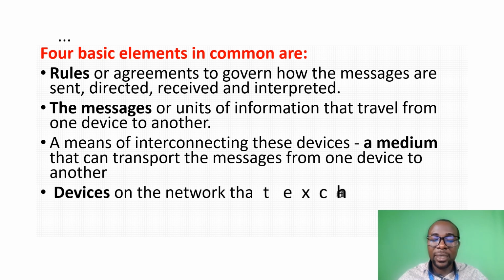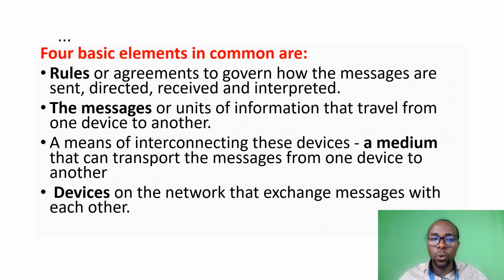Then the other one is device. As I have shown previously, we need devices so that the message can be exchanged between different devices on the network. What do you think we may have as devices on the network? It can be a computer, telephone, cable, router, switch, hub, and so on.